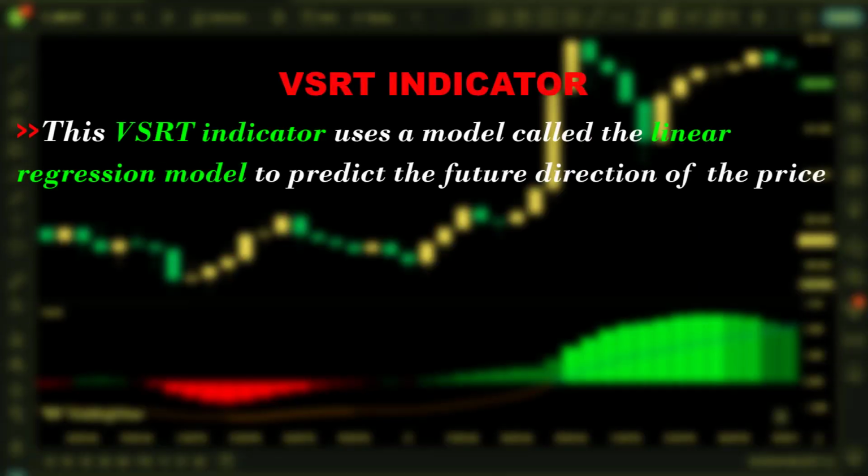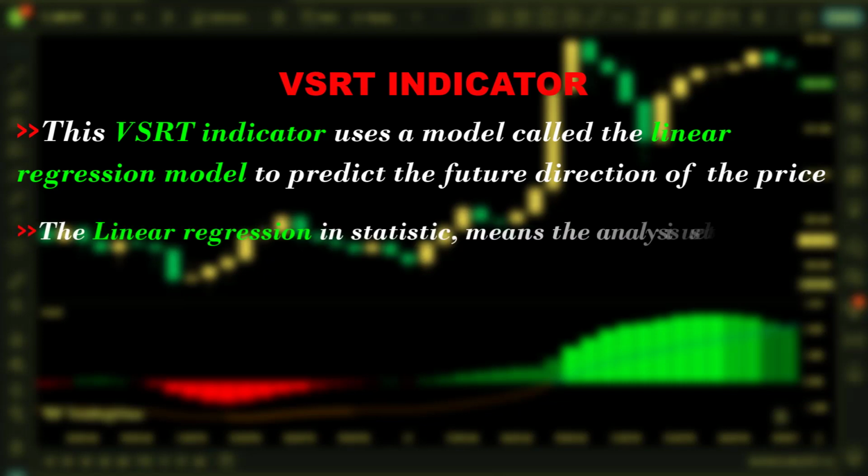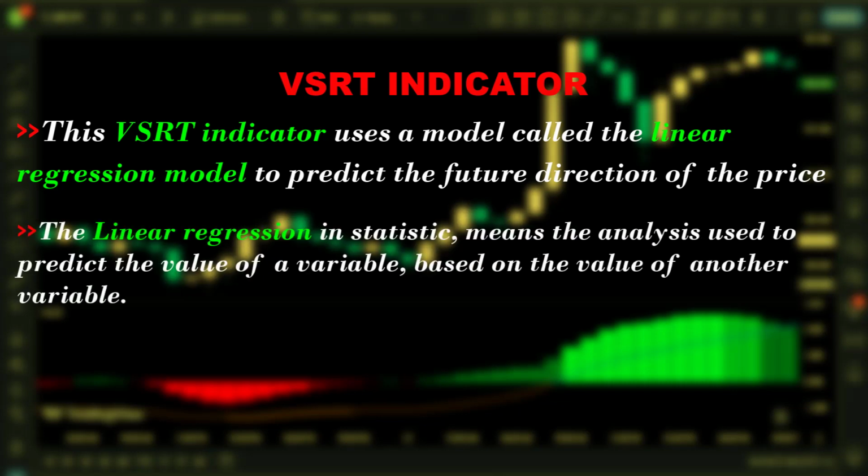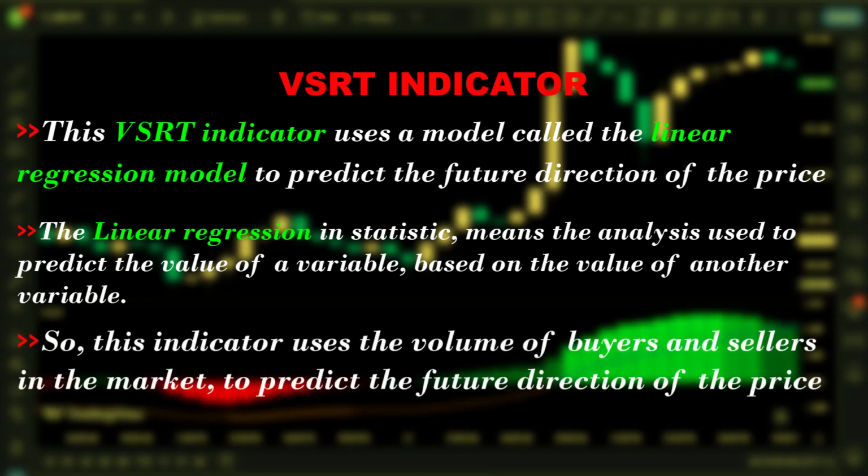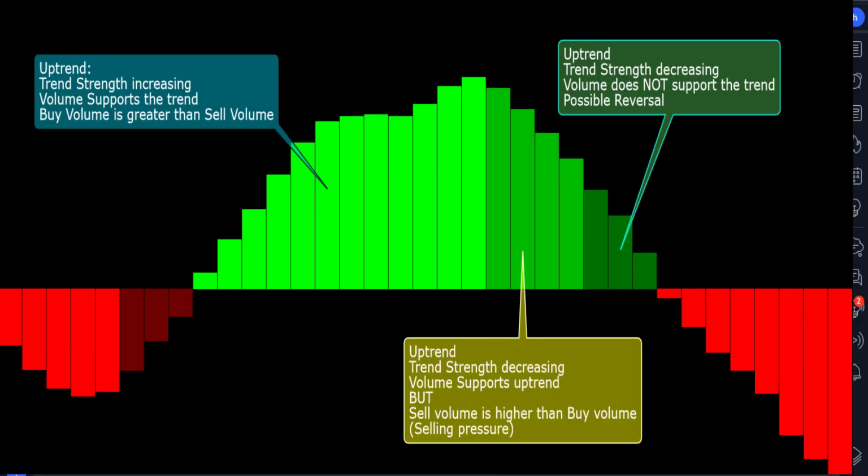Now, this indicator uses a model called the volume-based linear regression model. Basically, linear regression in statistics means the analysis used to predict the value of a variable based on the value of another variable. So this indicator uses the volume of buyers and sellers in the market to predict the future direction of the price. This indicator is divided into two parts. One of them is this one represented with histograms.